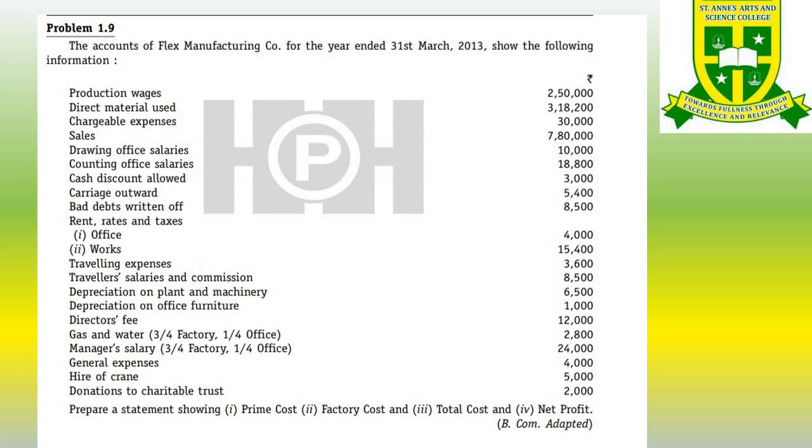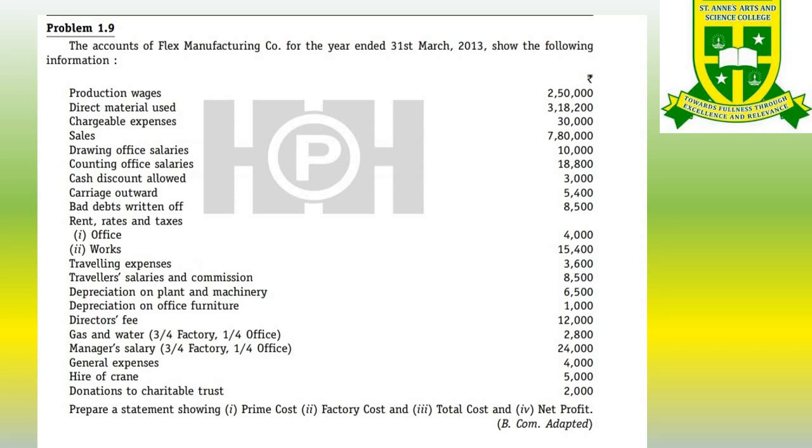And depreciation on plant and machinery: we use the plant and machinery in the factory, so it will be shown in the factory overhead. And depreciation on office furniture, it is clearly specified as office furniture, so we have to show it in the office and administrative overhead. Then director's fees. Where will we use the director's fees? Basically the director will be in the office, so it is an office overhead.